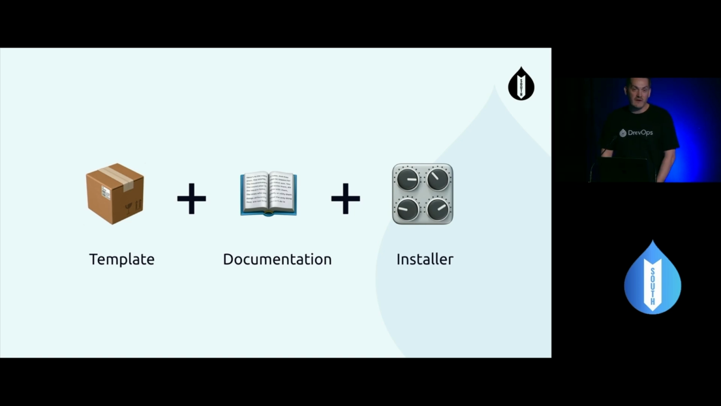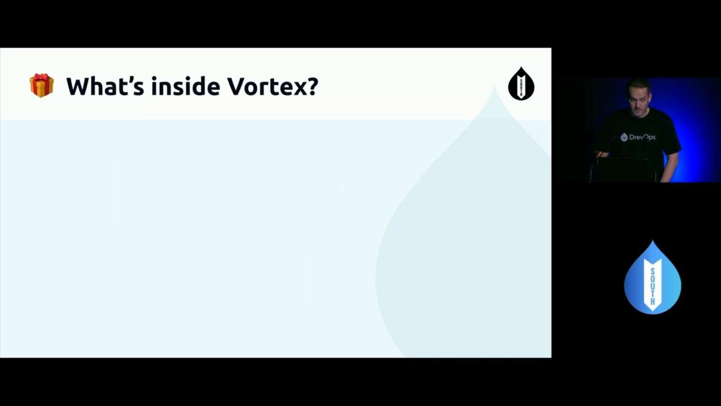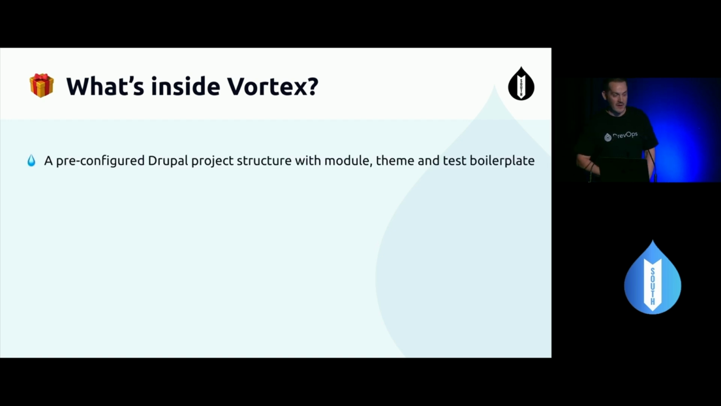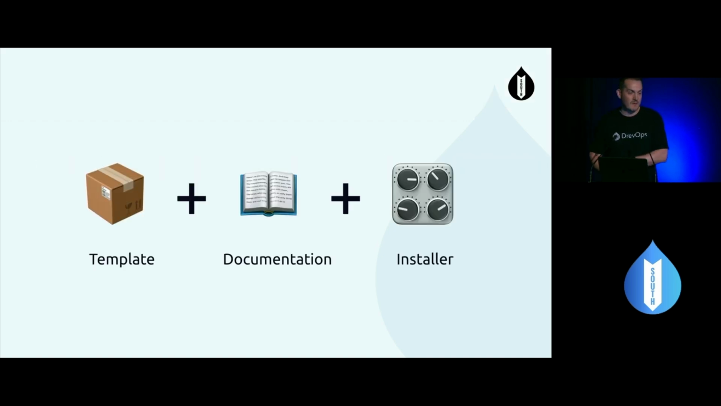Vortex provides 3 things. It's a template. I couldn't find the icon for template, so it's just a box. Documentation, and an installer or customizer, basically something that can take the template and customize it for your project. I'm going to talk about each of these items now in more detail.